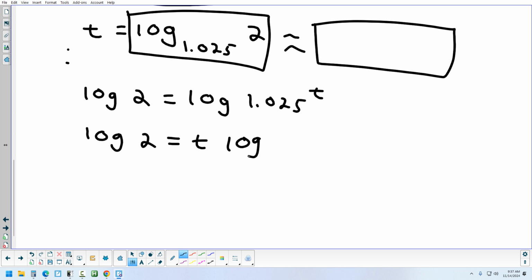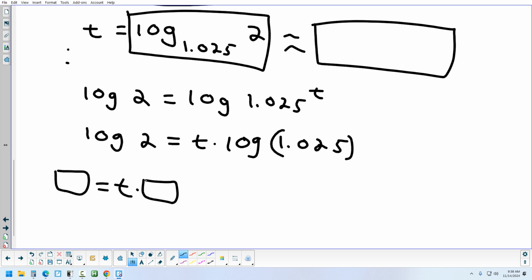So, put the t in front, and then log 1.025. Now we don't have a t in the exponent anymore. How can I get t by itself in that equation? Because what you have now is just something equals t times something. Who cares that they're logs? Forget that they're logs. Just think of it as t times something. Yeah. Divide by log 1.025.